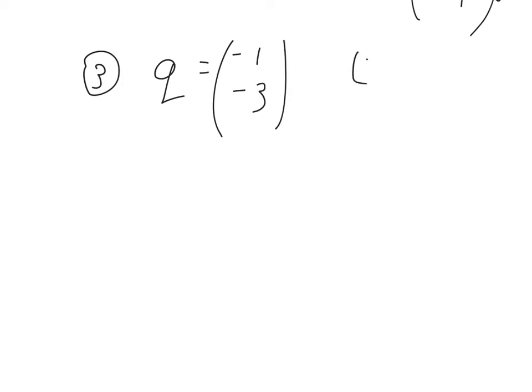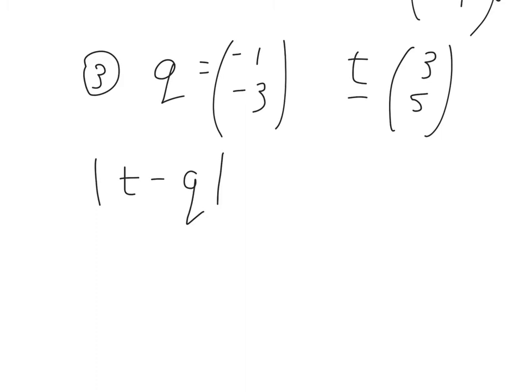Okay, example 3. This time we've got a vector Q, which is minus 1, minus 3, and a vector T, which is 3, 5. Now what we're going to look at now is finding the magnitude of the vector T minus Q. So the 2 vertical lines indicate that I'm going to find magnitude. Just as a quick aside, magnitude of a vector is easy.